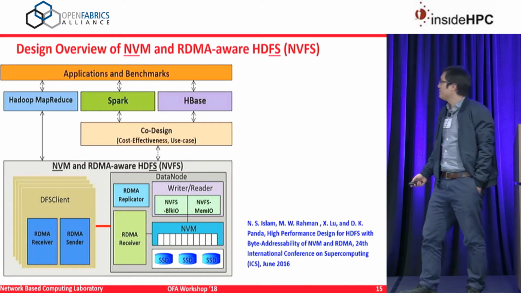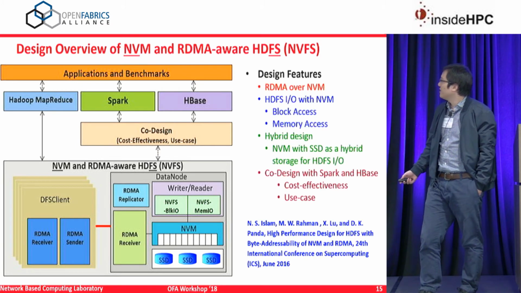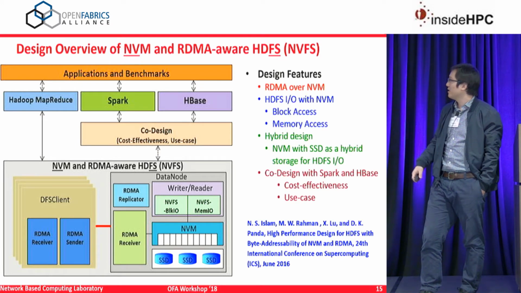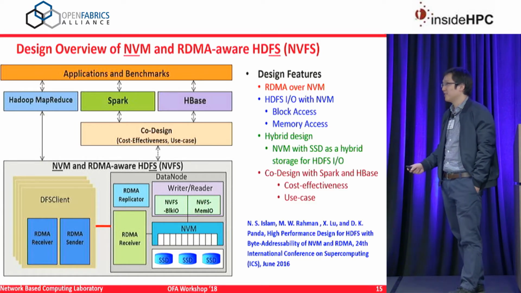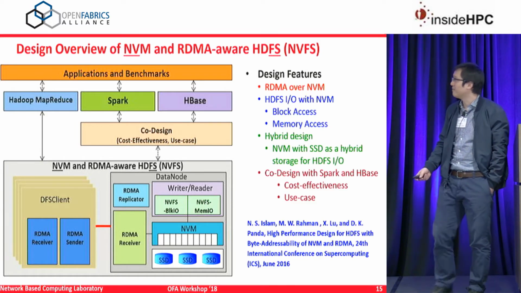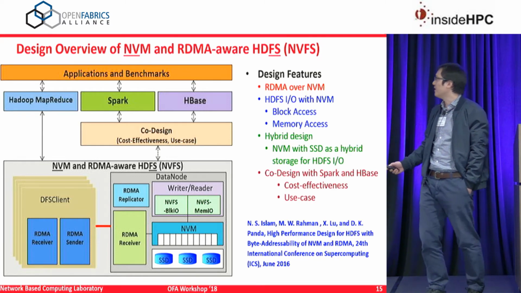We actually did some designs, published in ICS 2016. First of all, we bring the RDMA protocol I presented earlier into the NVRAM. Then we support both block access as well as memory access. These are the two ways we want to compare performance. We also have some hybrid designs for different kinds of replication.